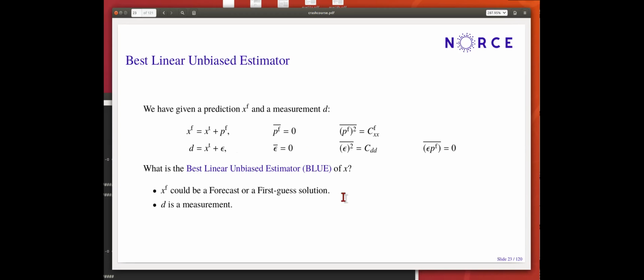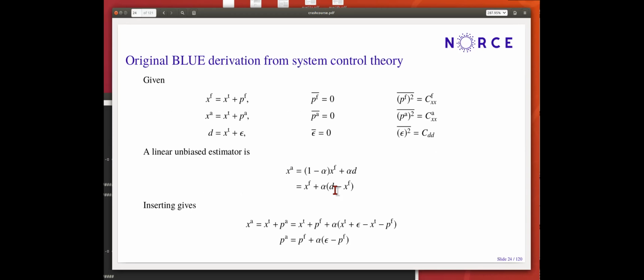And then there is something which is called the best linear unbiased estimator of X. So you want an estimator that's unbiased, and it should be a linear estimator, and we want the best one. Okay, so suppose now we have the same definition again here, but I also have an update, which is equal to the truth plus an error. And a linear unbiased estimator we can write like this. So it's a number times XF plus another number times D. And for it to be unbiased, if you have 1 minus alpha here, then you need to have alpha here, otherwise it's biased. So that's the one condition.